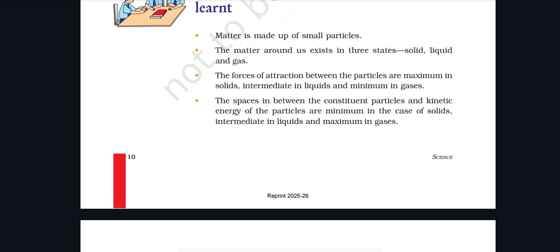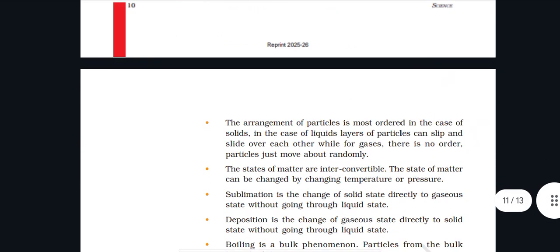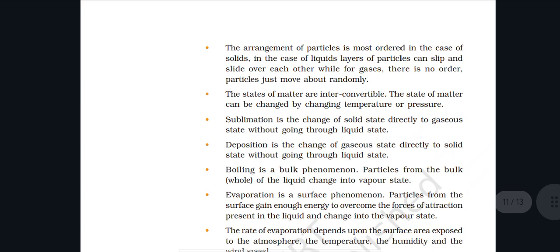The space between the constituent particles and the kinetic energy of the particles are minimum in solids, intermediate in liquids and maximum in gases. Study these two properly. The arrangement of particles is most ordered in solids. In liquids, layers of particles can slip and slide over each other, while for gases there is no order. Particles just move about randomly.